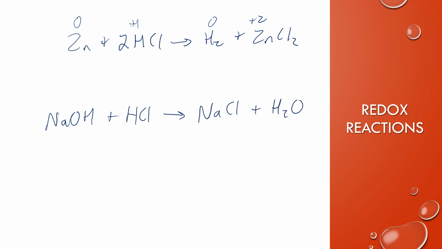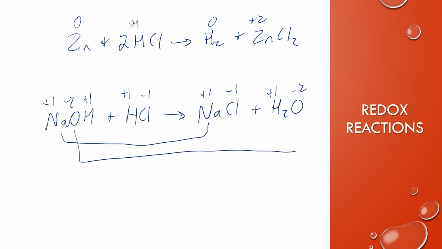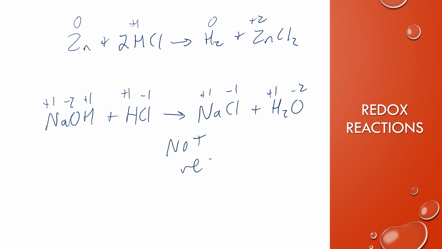you can assign oxidation states to all of the things there. Monatomic ions are the same as their charge. Hydrogens in molecular compounds are +1, and oxygen in compounds are -2. So I've assigned oxidation states to all of the atoms there. Then you need to see if anything is changing. Sodium's the same, oxygen's the same, hydrogen is the same, and chlorine is the same. So since there's no changes at all, this one is not a redox reaction.